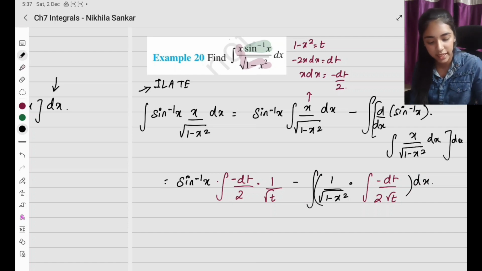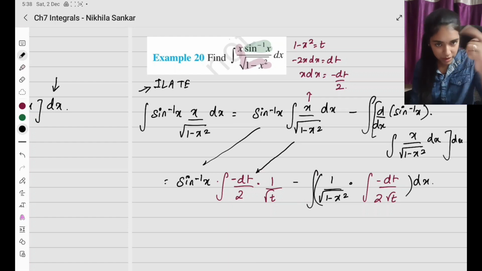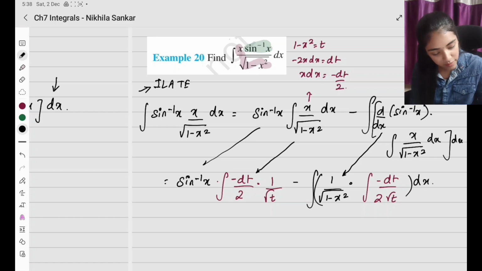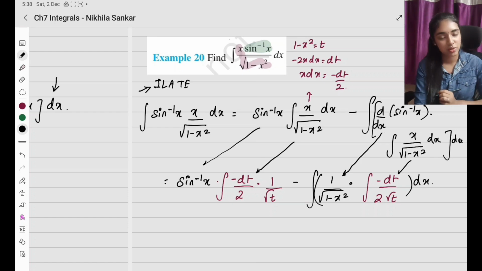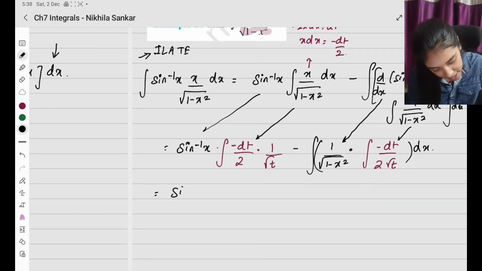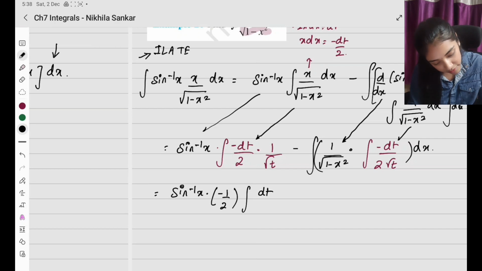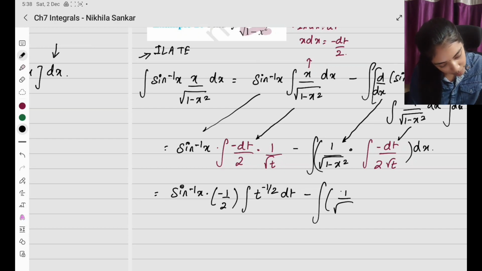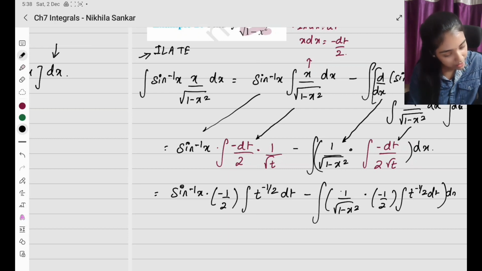I have not solved the integral yet. So this sine inverse of x is this. In this integral I have changed the variable to t. Then d by dx of sine inverse of x. Then in this integral I have again changed the variable by substitution. Now what do I have? Sine inverse of x times, I can take the minus 1 by 2 outside, so times minus 1 by 2 integral of dt divided by square root of t, which is going to be t to the power minus half. So t to the power minus half times dt, minus integral of, open the bracket, 1 by square root of 1 minus x square times, again minus 1 by 2 integral t to the power minus half dt, close the bracket, times dx.